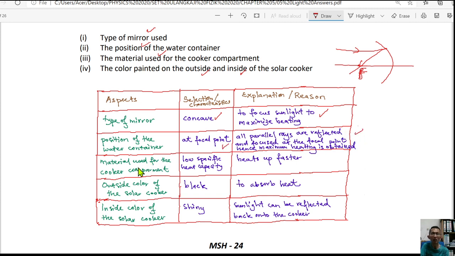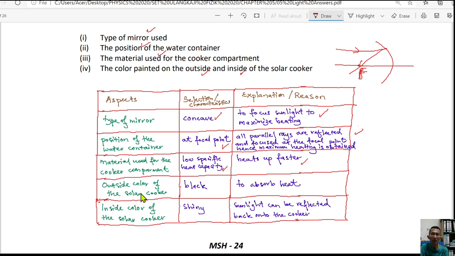Next one, material used for the cooker compartment. So the material I will choose has low specific heat capacity. Why do I choose low specific heat capacity? Because it will heat up faster. It can keep very little heat, so that's why the temperature will increase very fast if I have a low specific heat capacity material.